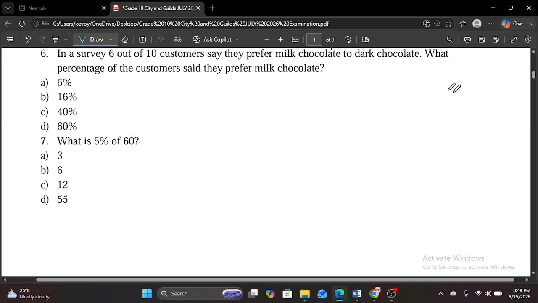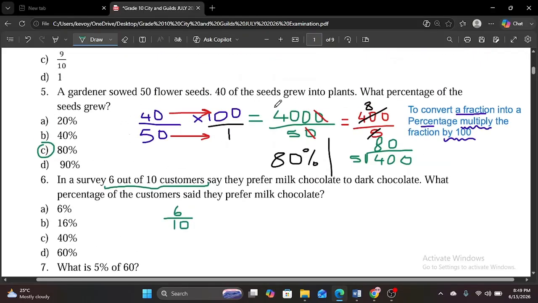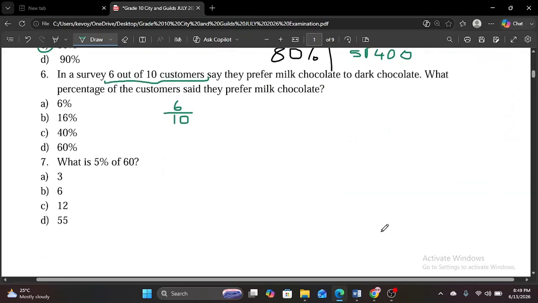Question 9. In a survey, 6 out of 10 customers say they prefer milk chocolate to dark chocolate. What percentage of customers say they prefer milk chocolate? All right, so it says that 6 out of 10 customers say they prefer the milk chocolate. So we have to write that fraction down, 6 out of 10. And we want to change the fraction into a percentage. So just as above, to convert a fraction into a percentage, multiply the fraction by 100. So we're going to multiply this fraction right here by 100.